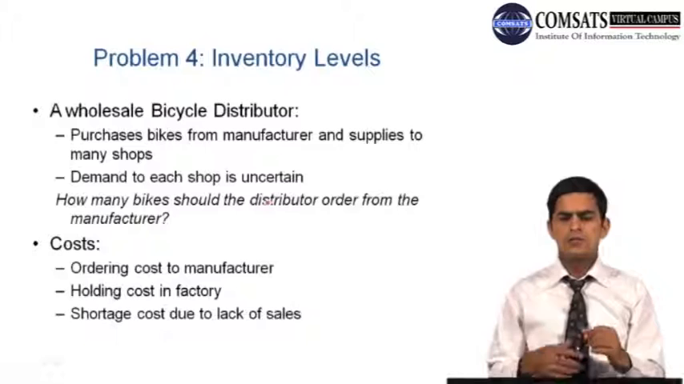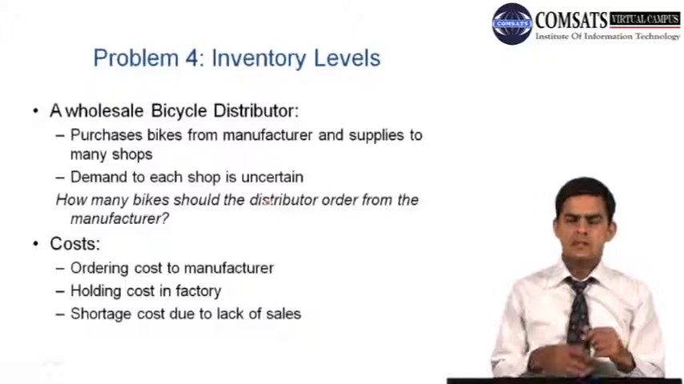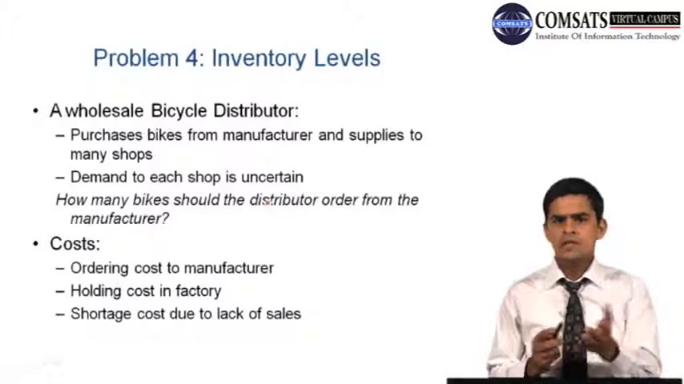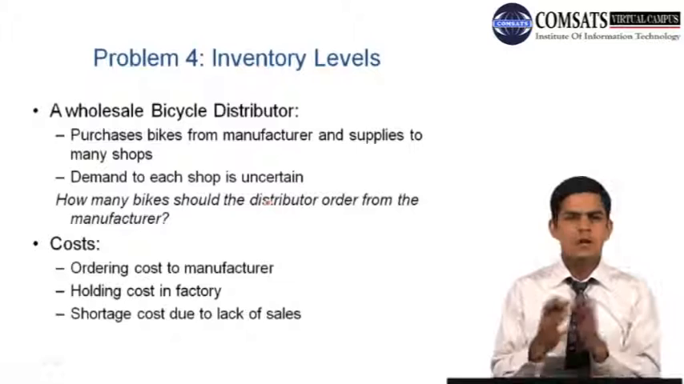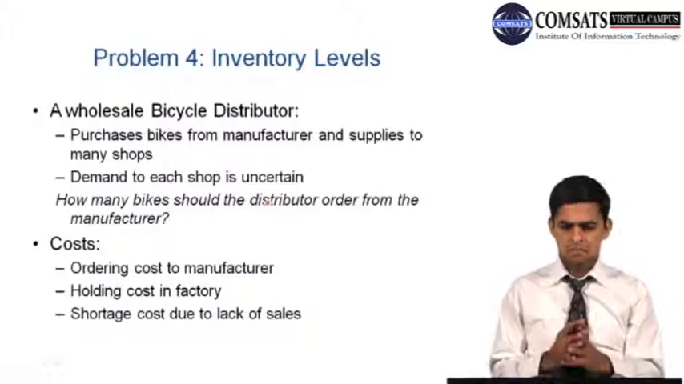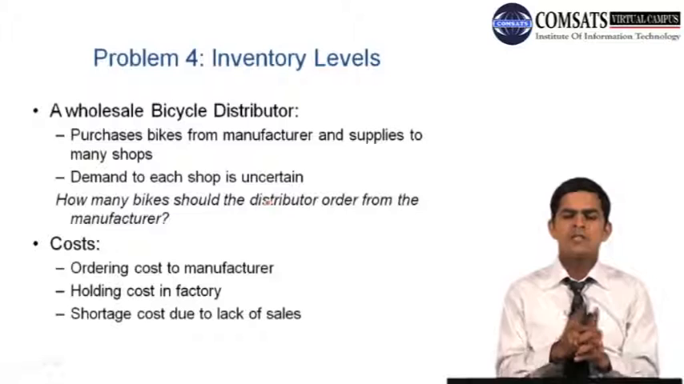So there is a wholesale bicycle distributor. It doesn't have to be a bicycle distributor. It's just one example. So there is a wholesale distributor of, let's say, rice, or a wholesale distributor of, let's say, wheat, or a wholesale distributor of, let's say, motorcycles, cars, whatever you want to call it, right? So there are many wholesale businesses and wholesale distributors in each country. Okay. So what this particular wholesale distributor does is, it purchases bikes from a manufacturer and supplies to many shops.